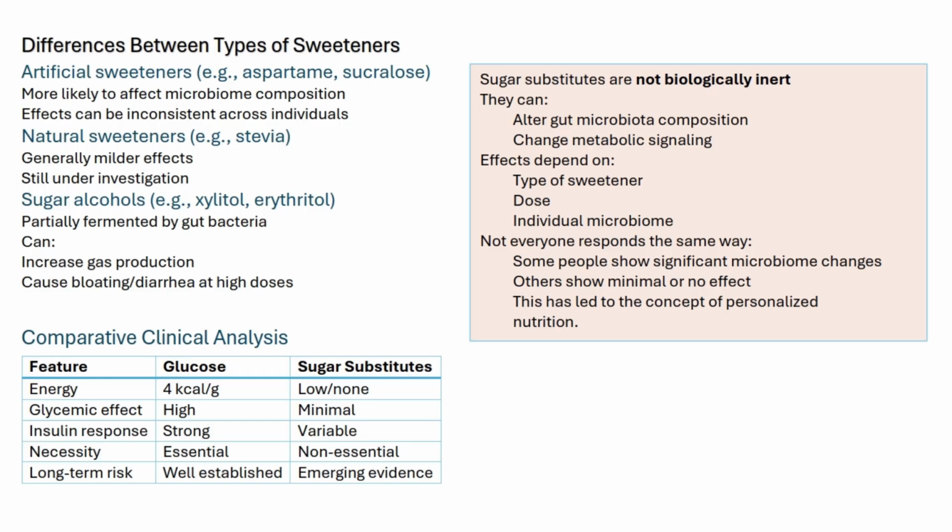Key insights emphasize that sugar substitutes are not biologically inert. They can alter gut microbiota composition and change metabolic signaling. The effects of these sweeteners depend on the type used, the dosage, and the individual's microbiome, leading to the concept of personalized nutrition. Responses to sweeteners can vary widely, with some individuals experiencing significant changes in their microbiome, while others show minimal or no effects.